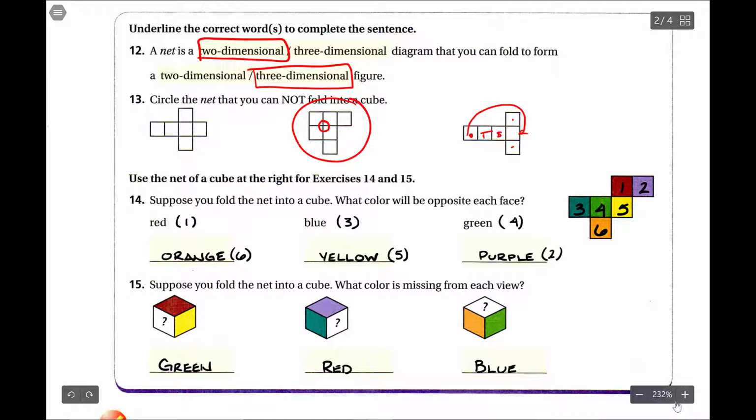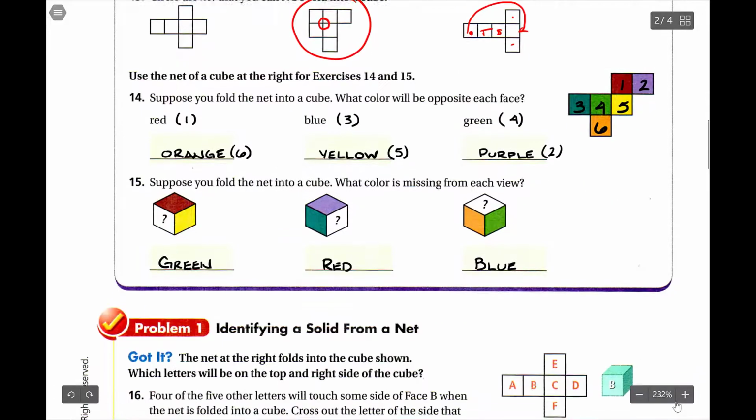So it may not be a bad idea to draw these out and cut them out and fold them yourselves, just to get a better idea if you're having a hard time mentally picturing what I'm doing here. And two, if you're having a hard time seeing what I'm doing, folding these up on the screen.